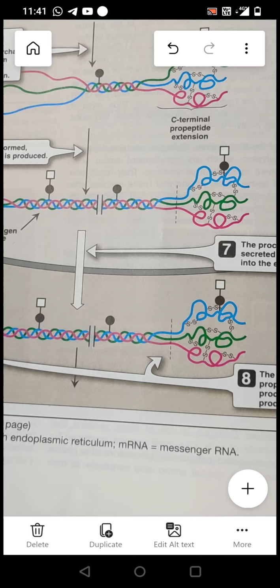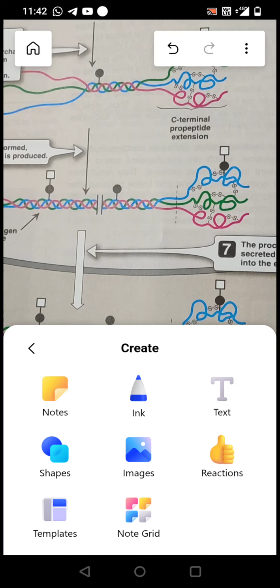The procollagen moves through the Golgi apparatus where they are packed into secretory vacuoles. The vesicles fuse with the cell membrane, causing the release of the procollagen into the matrix. After the release, the triple helical procollagen molecules get cleaved. Now you see this is a triple helix, but this triple helix has got a very important part.